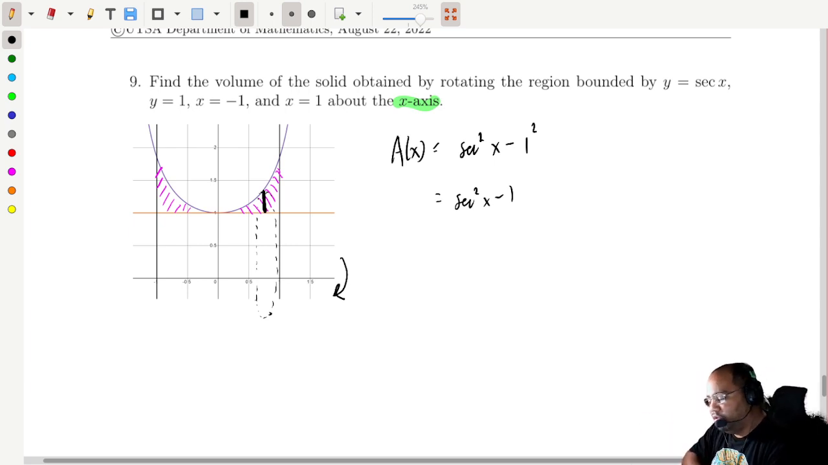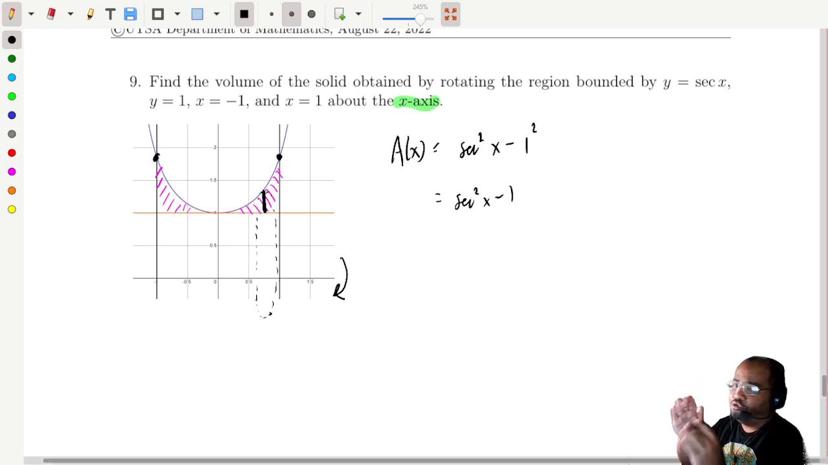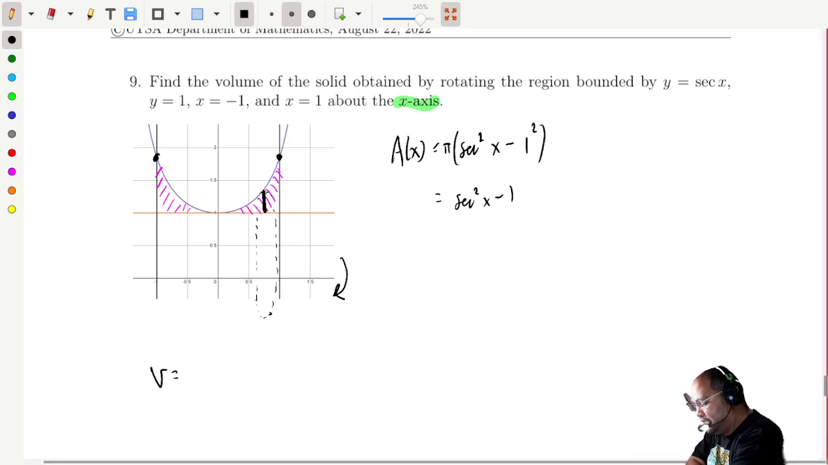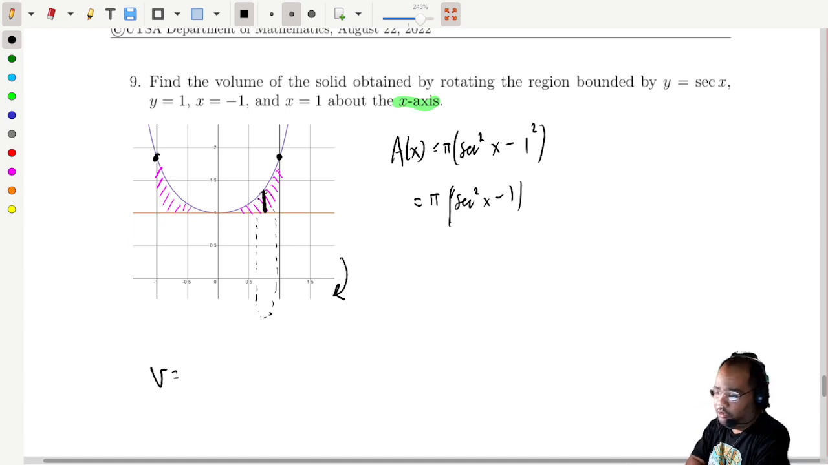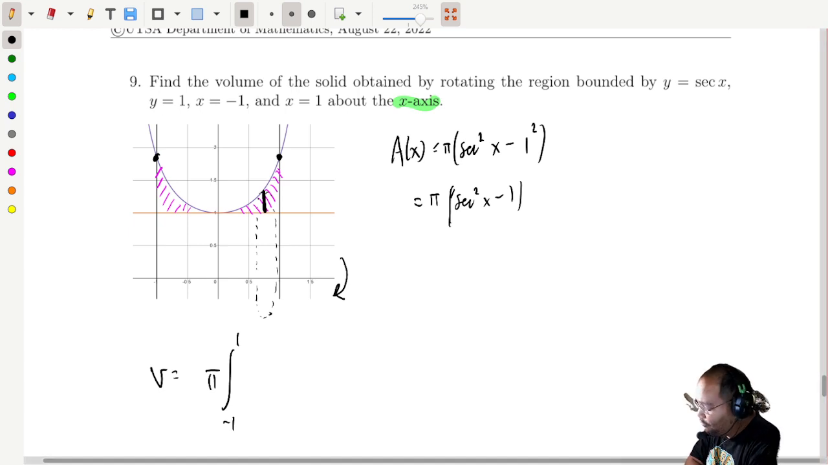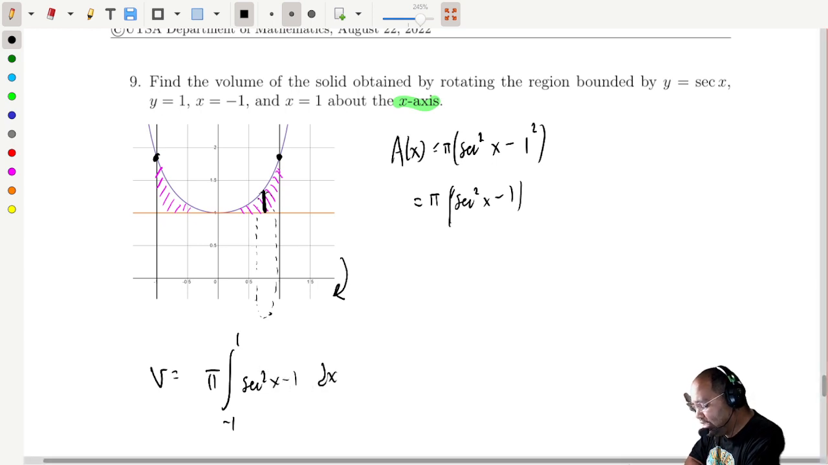Well, let's go ahead and look at our region of integration again. We've got to find the intersection points. That's kind of given to us in the picture. Most of the time, whenever you're given a lot of vertical or horizontal lines, those tell you your region of integration. Our area function is pi times this, pi times that. So the volume here is going to be the integral from -1 to 1 of pi times your radius function, secant squared x minus 1 dx.